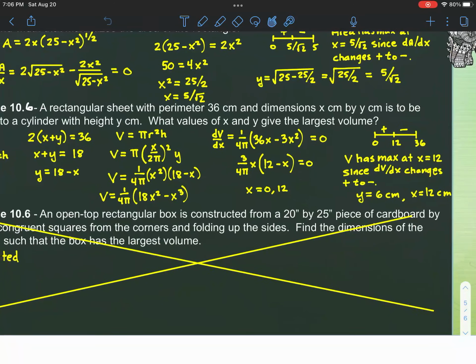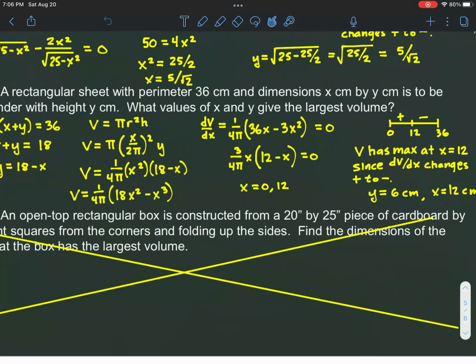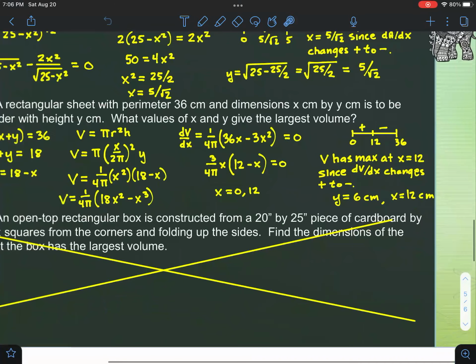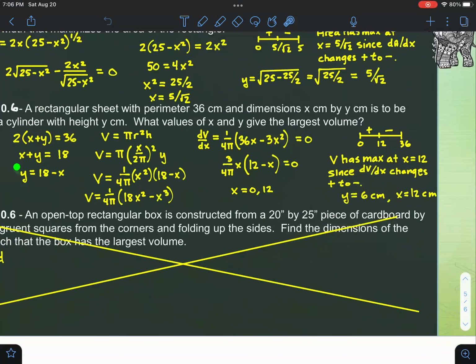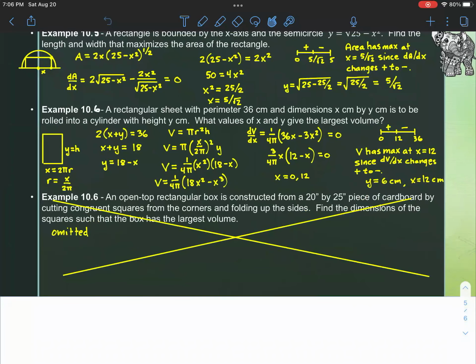We can't have the width of our sheet be 0 and have a meaningful rectangular sheet. So 12 is the answer that we're interested in. Double check it, write a sentence to confirm. Once we're confirmed, we do want to plug back into our secondary equation to also figure out what Y was. And now we've got the dimensions, X and Y, that give us the largest volume, turning that rectangular sheet into a cylinder.